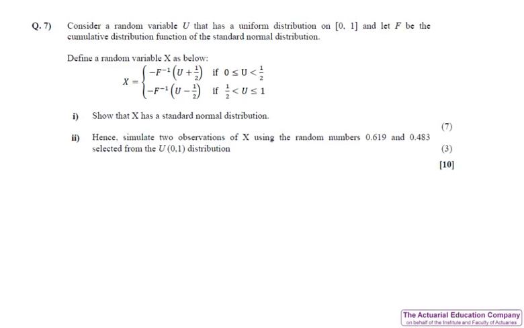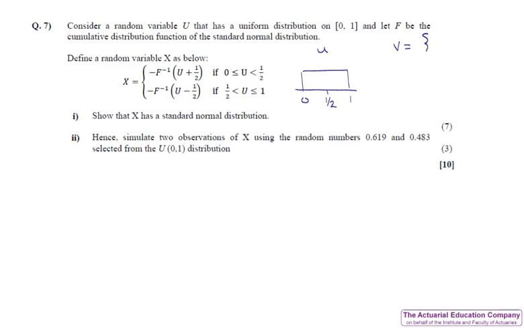Question 7, like question 4, was extremely demanding, and most students will have struggled with part 1, but hopefully could have used the given formula to simulate the values in part 2. The easiest way of doing part 1 is to spot a clever trick. Sound familiar? We are told that U has a uniform distribution on 0, 1.